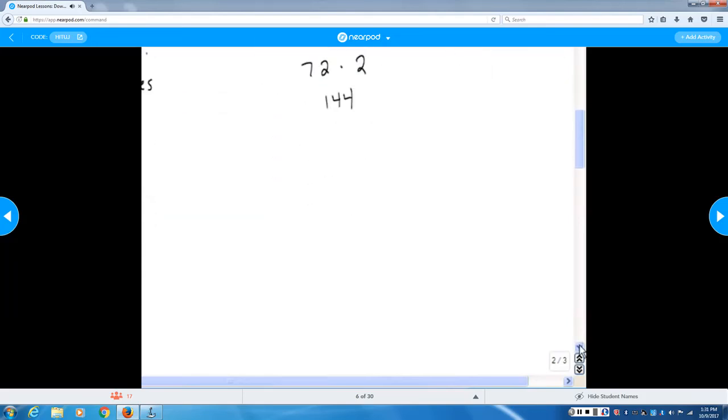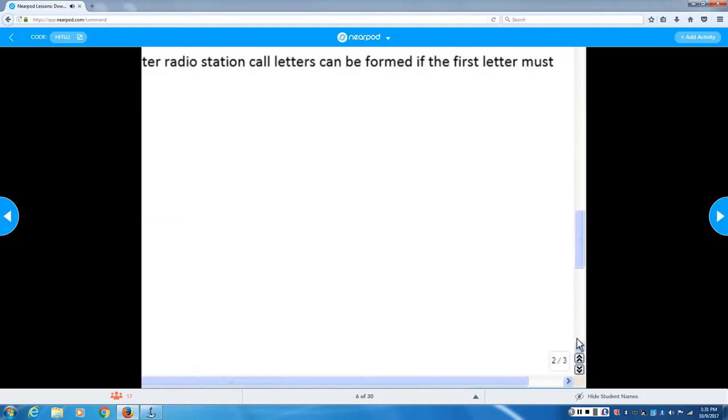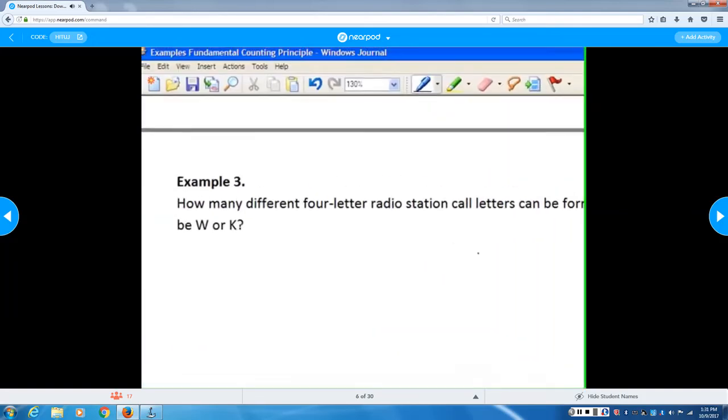All right, let's try another example. How many different four-letter radio station call letters can be formed if the first letter must be a W or a K?